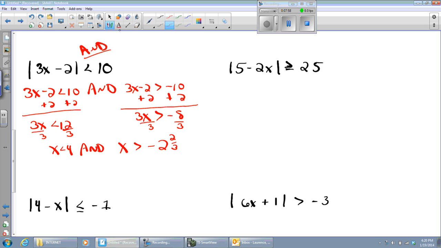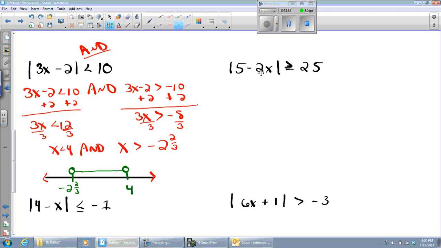Now remember, whenever it's an inequality, I'm going to graph it on a number line. So if I got a number line here, and get some arrowheads on it, and I'll show the number 4, which is over here. It'll have an open point, and the number negative 2 and 2/3, it'll have an open point. And the ands go together, right? So I need the numbers between them, so the shading will look like that.